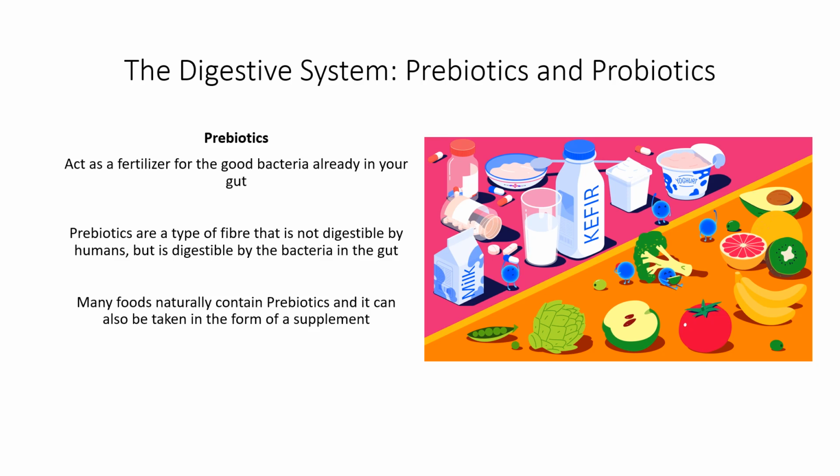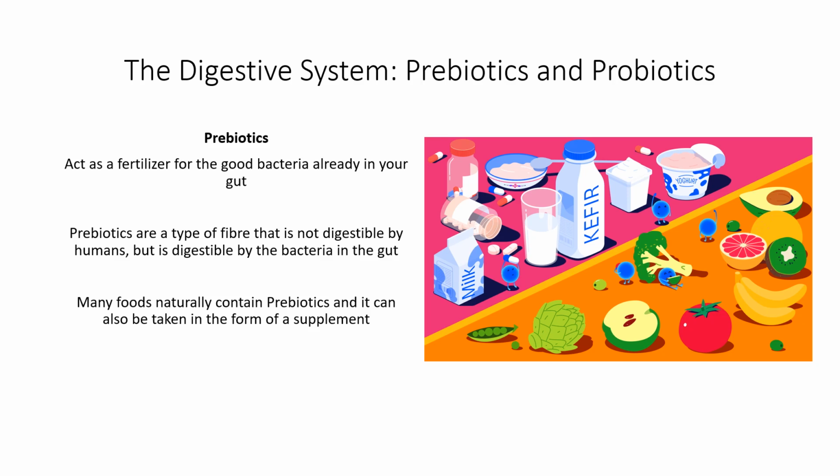So having that good bacteria and the good microbiota in the gut will help to reinforce a strong immune system, fight off disease, and aid in the successful digestion of nutrition and its elements. So prebiotics are a type of fiber that is not digestible by humans, but is digestible by the bacteria in your gut. So certain elements that we cannot digest as humans, the bacteria in our gut will feed off, and it will help them grow and thrive, which will then have positive effects later down the line.